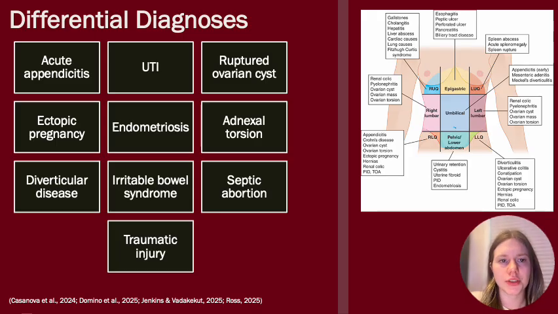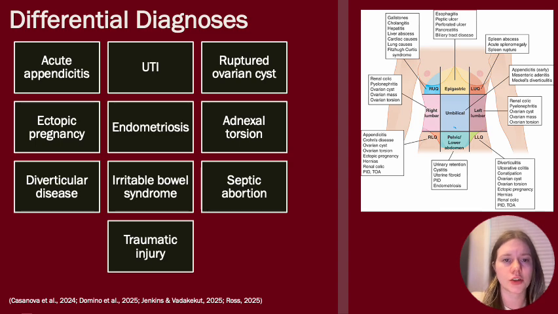Here are some potential differential diagnoses. The first one is acute appendicitis, which may present similarly, but it's often localized to the right lower quadrant. So ask where the pain is specifically. Is it only on the right side, or is it bilateral? The next differentials are a UTI, ruptured ovarian cyst, and then ectopic pregnancy. Ectopic pregnancy is particularly dangerous and must be excluded immediately.